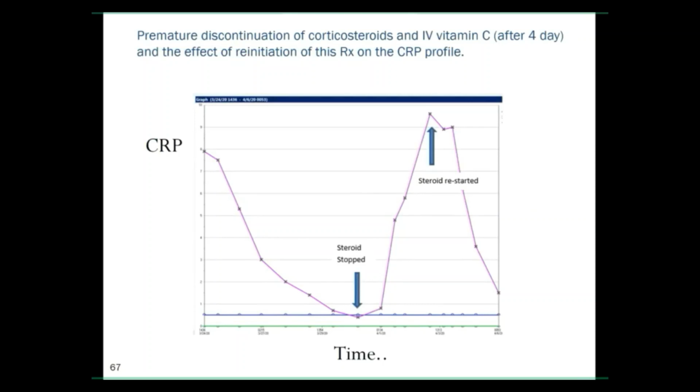Now, what's important is not only the timing, but the duration. So you want to start early, but you want to treat. This is a vicious disease. You've got to treat them for at least 7 to 10 days. You've got to follow the CRP. So this was a patient in the GICU. Unfortunately, because of an administrative mix-up, the treatment was stopped at day 4. You can see what happened, a rapid escalation of CRP. We then restarted steroids and it came down again.